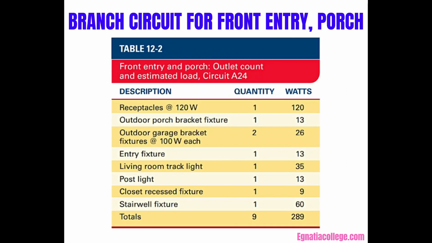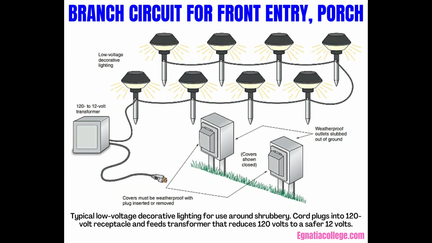The outdoor weatherproof GFCI protected by circuit breaker receptacle on the porch is connected to circuit A24 along with the other outdoor receptacles. Table 12-2 summarizes the outlets and estimated load for the entry and outdoor lights at the front of the house. The receptacle on the porch is controlled by a single-pole switch just inside the front door, which gives the homeowner control of decorative lighting plugged into the outdoor receptacle.